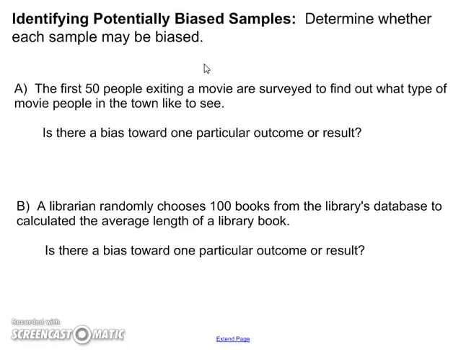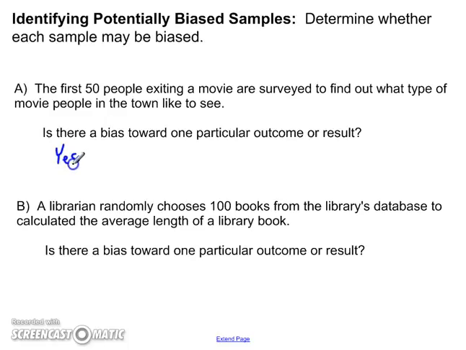Okay. So A, the first 50 people exiting a movie are surveyed to find out what type of movie people in the town like to see. Is there a bias? Okay, so you're standing outside the movie theater, and the latest Iron Man movie is on the screen. The Iron Man movie gets over, and people are coming out, and you ask the people as they come out, what is their favorite type of movie? And what is the favorite type of movie for people in this town? Is there a bias? Well, probably if you're standing outside of an Iron Man movie, there is a bias.